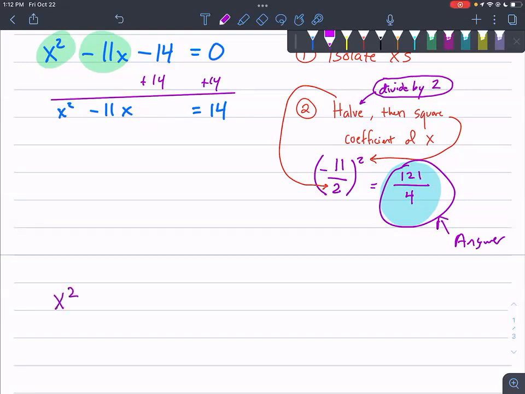Going to do the same thing here, so I'm not going to say as much. X squared plus 7x minus 27 equals 0.